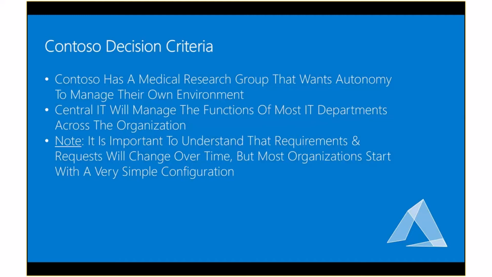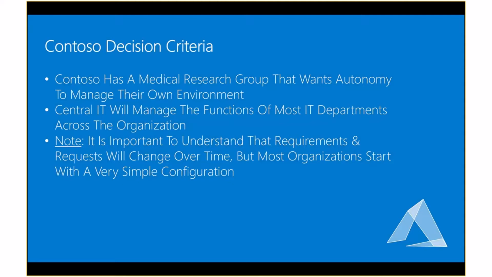Here's some of the decision criteria that Contoso is using to determine its enterprise enrollment hierarchy. They have a medical research group that wants autonomy to manage their own environment. Okay, they have central IT, and central IT will be managing the functions of most IT departments across the organization.